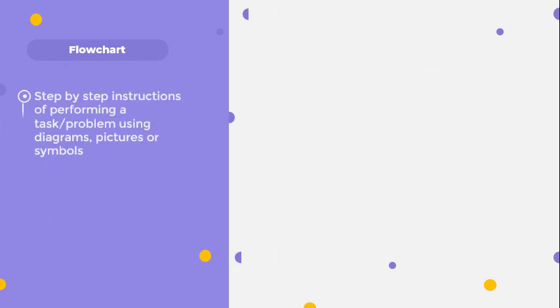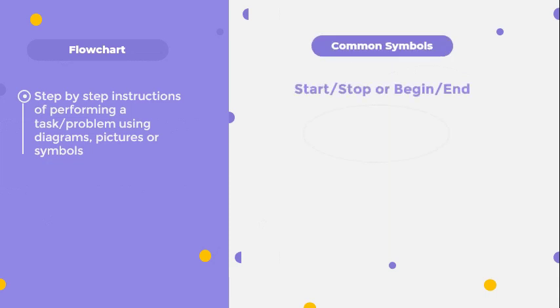What about a flowchart? A flowchart is more like an algorithm, but in this case, instead of using text to give instructions, pictures, diagrams, or symbols are used to give a picture of instructions that have to be performed in a sequential way. Here are some of the common symbols that you'll see. There will be a symbol for start, stop, or begin and end. If you use start, then you have to finish with stop. So here's the symbol for stop or start. It's an oval shape.